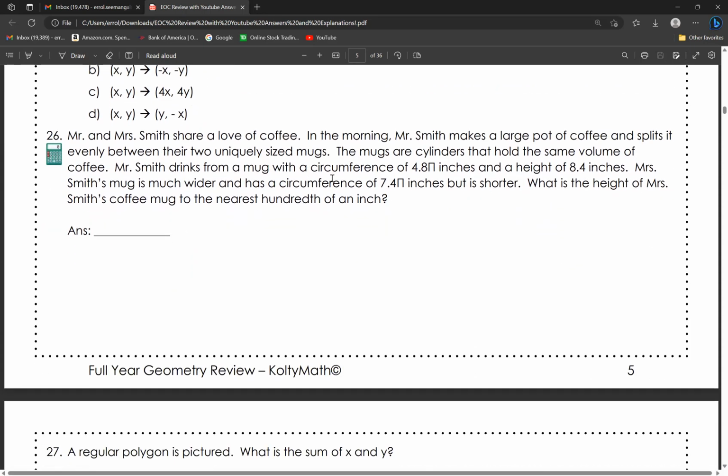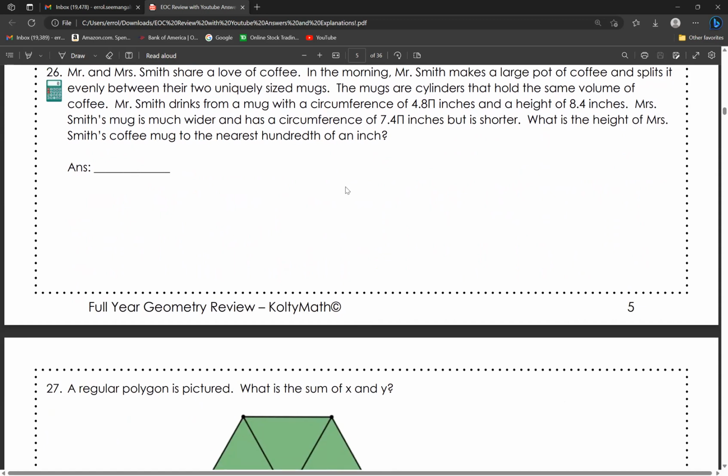Mr. and Mrs. Smith share a love of coffee. In the morning, Mr. Smith makes a large pot of coffee and splits it evenly between their two uniquely sized mugs. The mugs are cylinders that hold the same volume of coffee. Mr. Smith drinks from a mug with a given circumference and height. Mrs. Smith's is much wider, with a larger circumference, but is shorter. What's the height of the lady's mug to the nearest hundredth? For that one, just use your formula for volume of a cylinder.